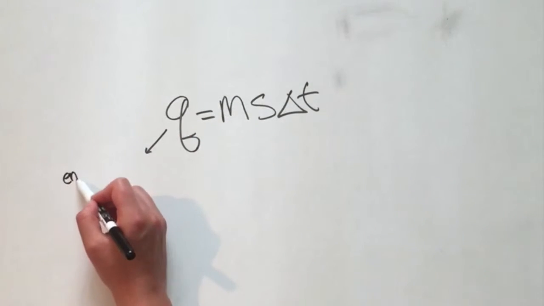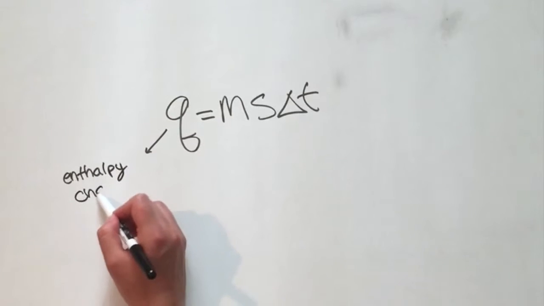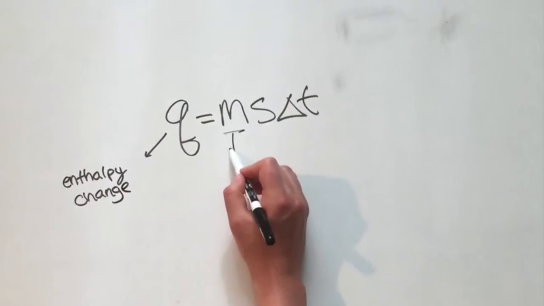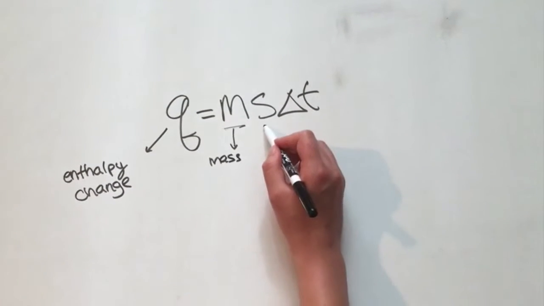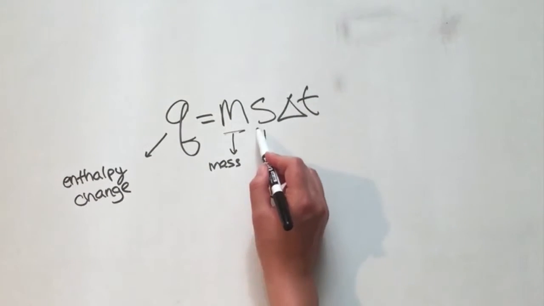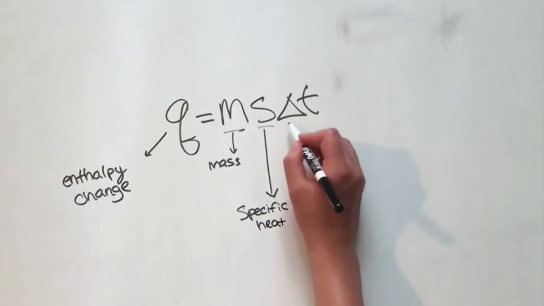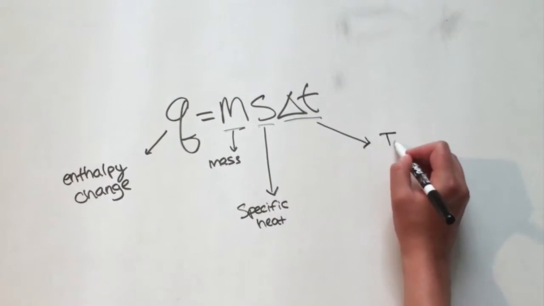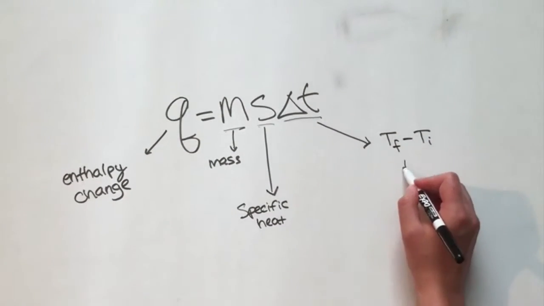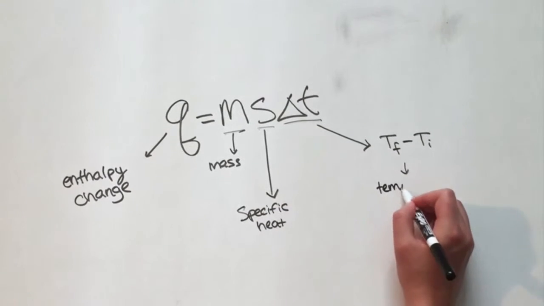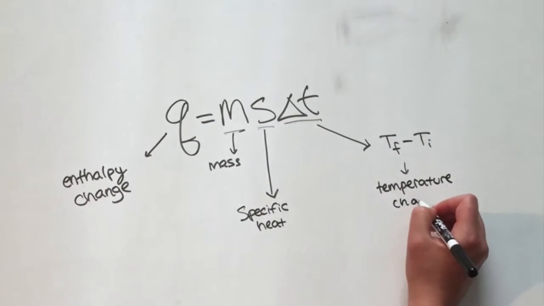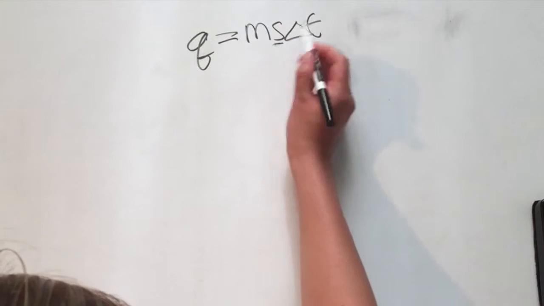As a review, Q stands for enthalpy change. And M stands for the mass of the substance in grams. S stands for the specific heat of the substance. And delta T is, remember, T final minus T initial, which is the temperature change over a given period of time.